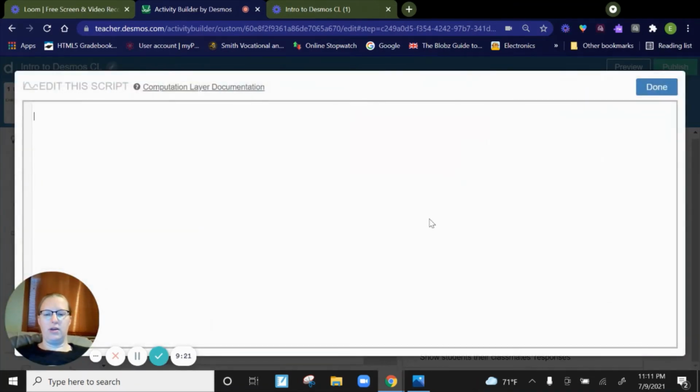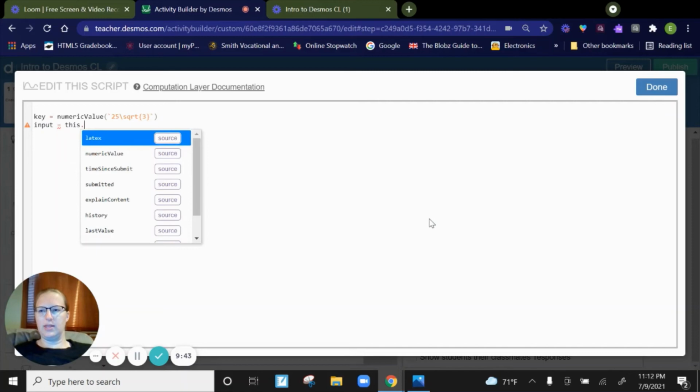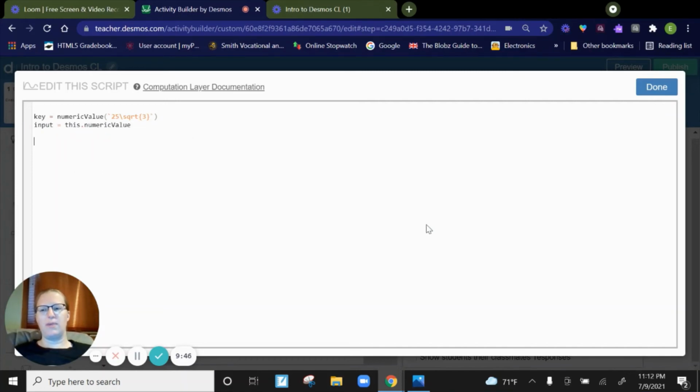But over here, I want the key to have a numeric answer of that. I also want to, in this one, compare the two answers, what this says, which is the answer key, and what the student says. So I'm going to say input is going to be this numeric value. That means key is the answer key. Input, this is what the student types in. And so now I want to do something with those.